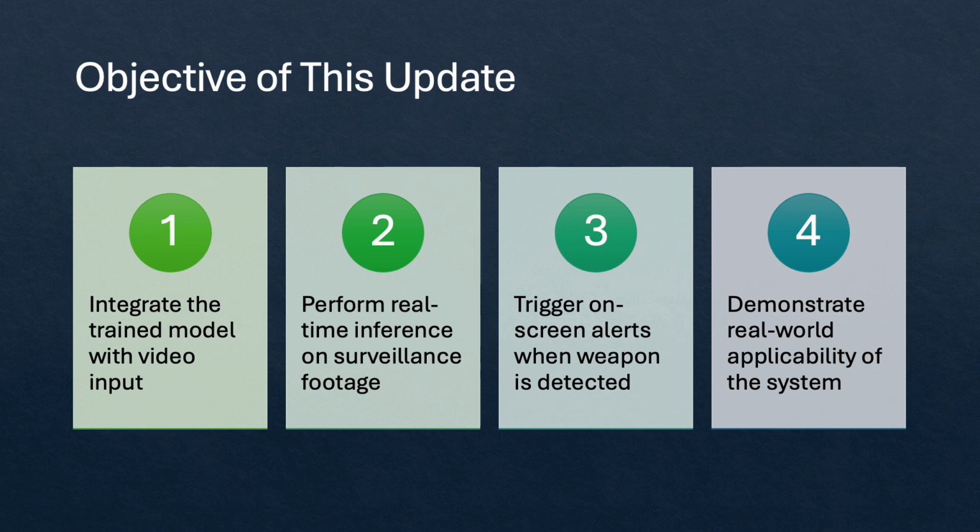So the real challenge here was not just running the model, it was making sure that it could process multiple video frames quickly, didn't lag or slow down the system, and could still detect weapons accurately even with real-world variability like lighting, angles, and motion. This requires integrating the model into a real-time pipeline where each frame from the video is treated like an individual image and passed through the model continuously. So overall, this update was all about bridging the gap between research and real-time applications.